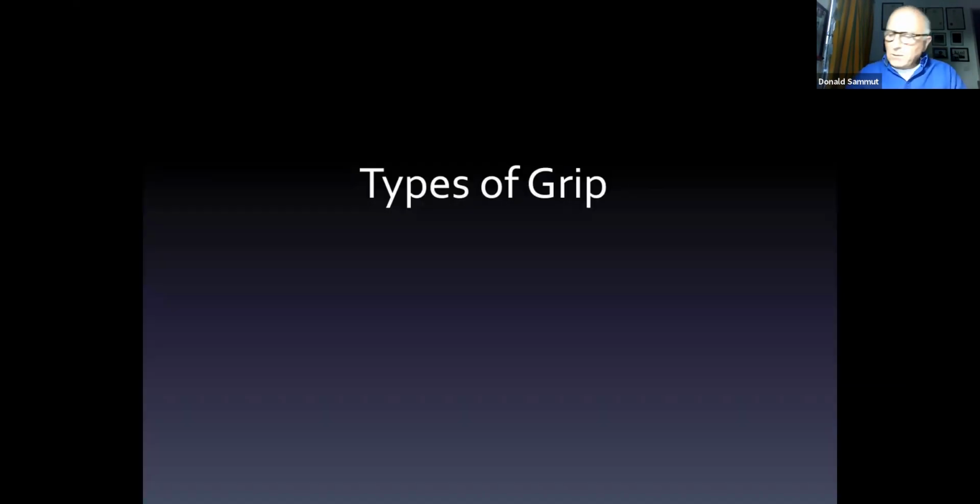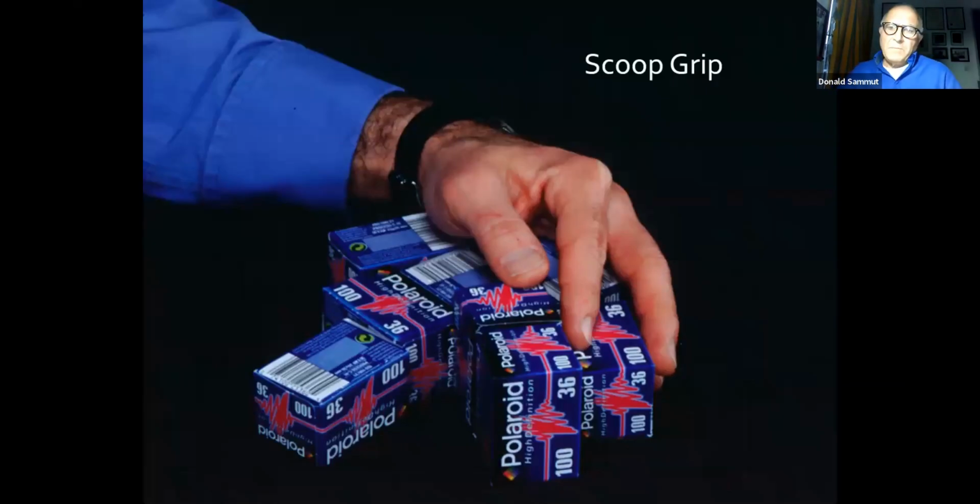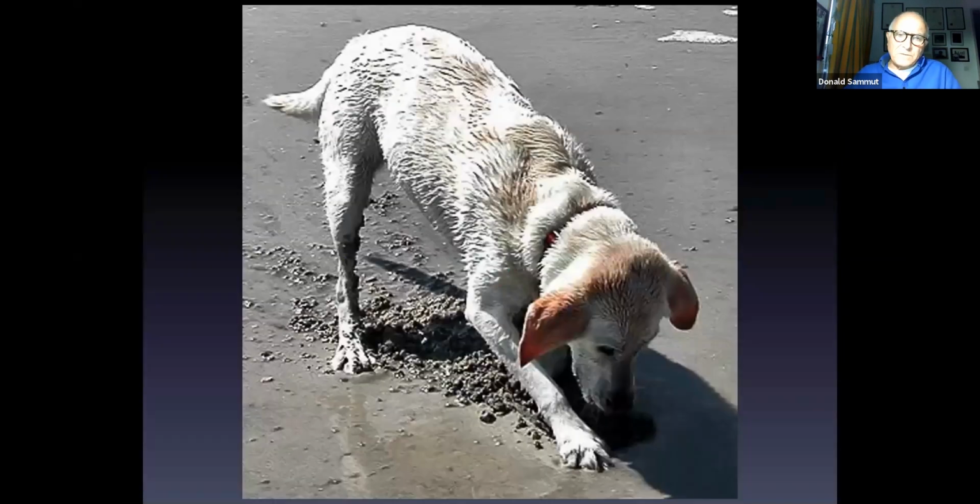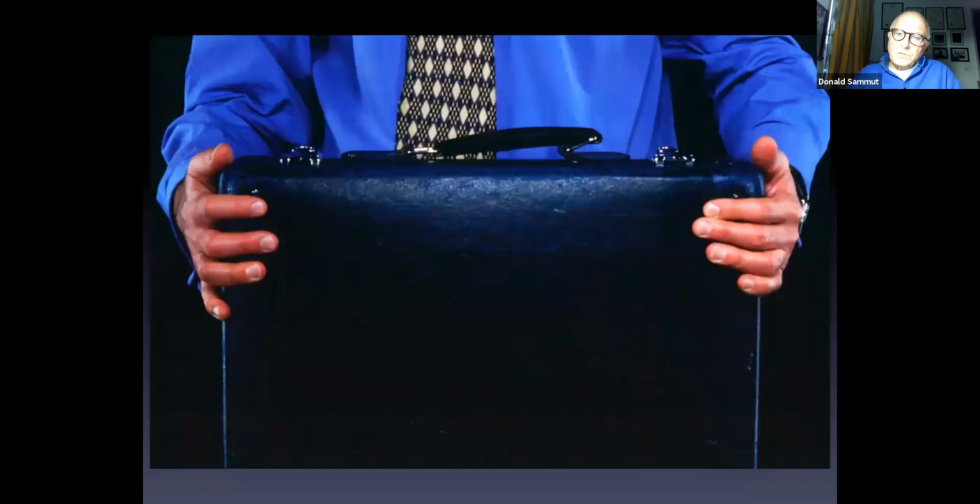So if we look now at types of grip, the most basic primitive grip is scoop grip. If you gather objects towards you, you are producing scoop grip. Again, the versatility of the hand is not required. And you may think you don't use this very much. Even a digging dog has this, but in fact we do use it when we lift an object like this.